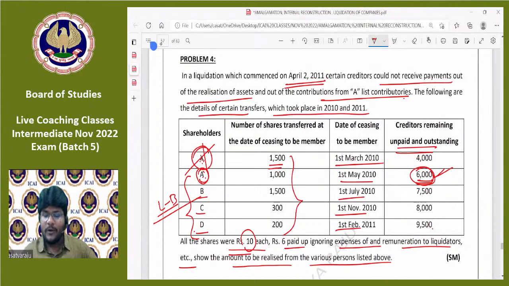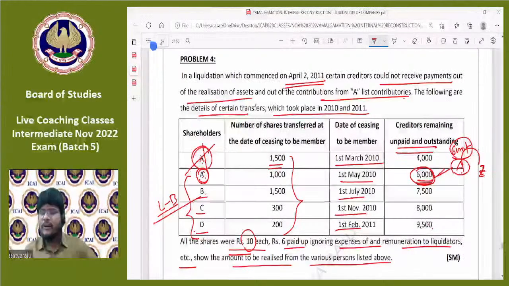I'm repeating one more time. A transferred certain shares to another party. Let us assume Z. At the time of making transfer, 6,000 creditors balance is there. No doubt about it, A is responsible straight away. I'm also telling that apart from A, B, C, D are also responsible. You know why? Because here it is given that creditors remaining unpaid and outstanding.